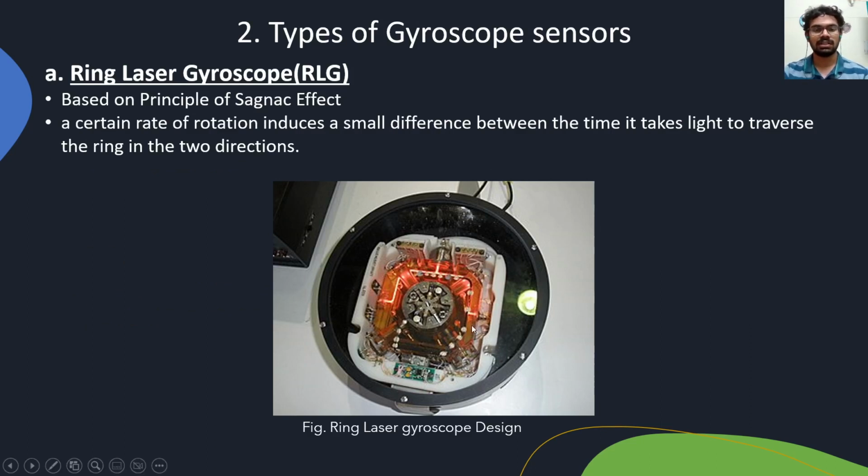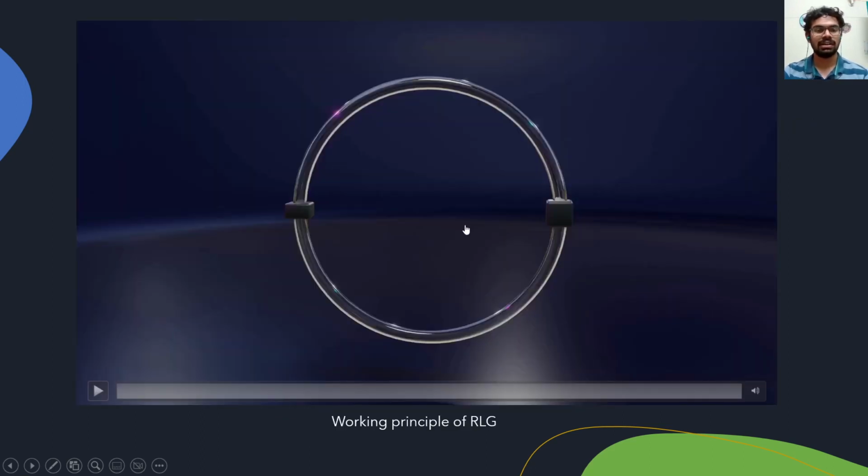So this is the design. We can see two light sources coming out from different directions, which are in opposite directions. So we can determine that it is based on an optical phenomenon, and this optical phenomenon is known as the Sagnac effect. So what is the Sagnac effect? We'll discuss it in the next slide.